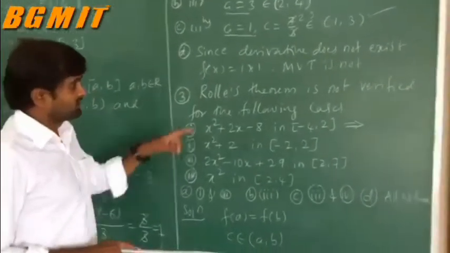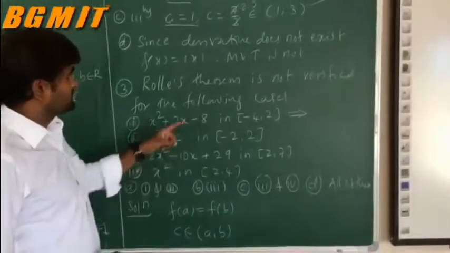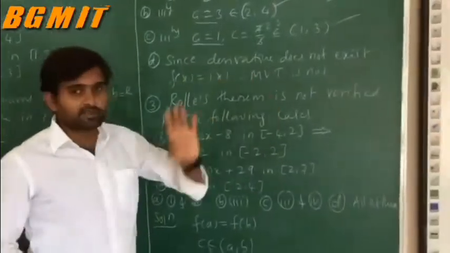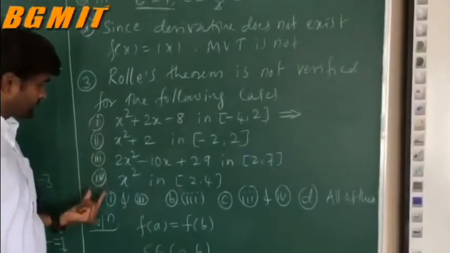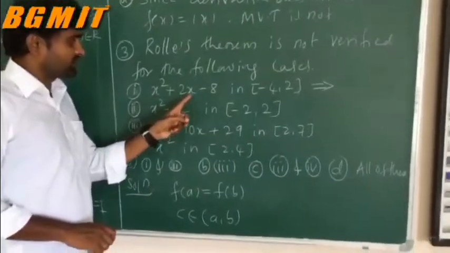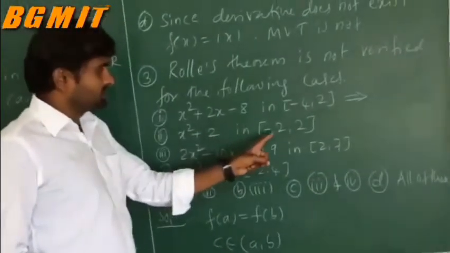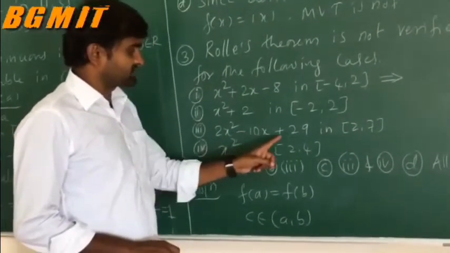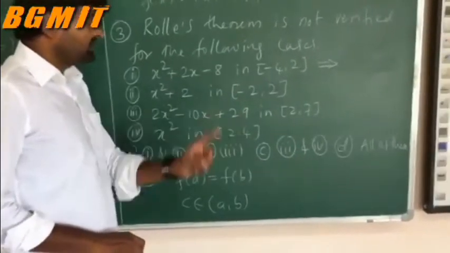Similarly, now Rolle's theorem. Rolle's theorem is not verified for the following cases. Same as the mean value theorem, in Rolle's theorem I am taking 4 functions. x square plus 2x minus 8 in minus 4 comma 2. x square plus 2 in minus 2 comma 2. Then 2x square minus 10x plus 29 in 2 comma 7. And x square in 2 comma 4.